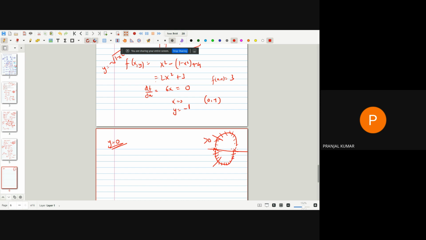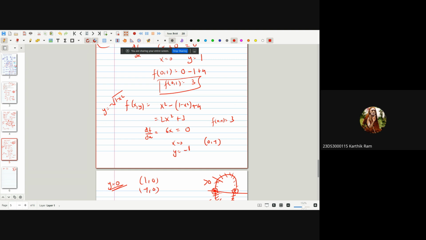So this is greater than 0, and this is less than 0. Then we are left with two edge cases, which are these 2 points on the x-axis: 1, 0 and minus 1, 0. If you do a second derivative, it will tell that there is no maxima or minima in this function. It's a circle, and the saddle point is 0.